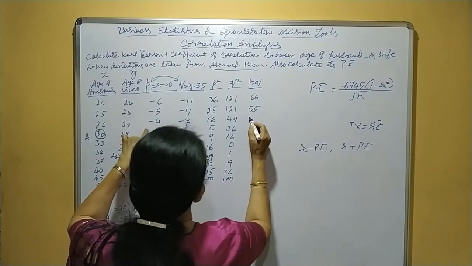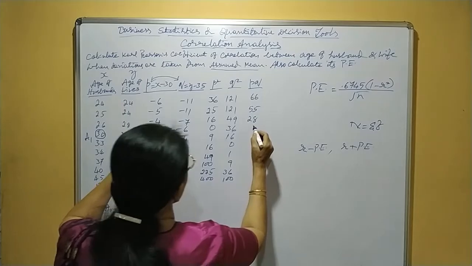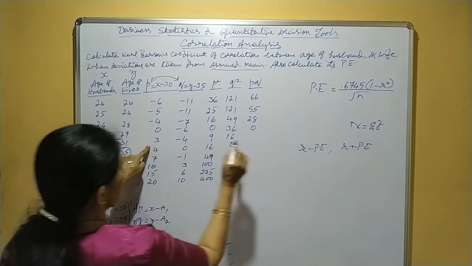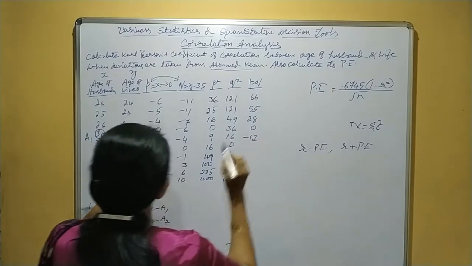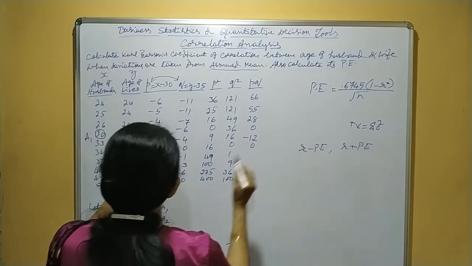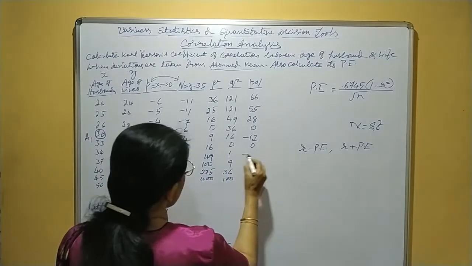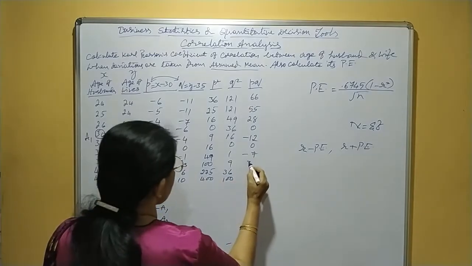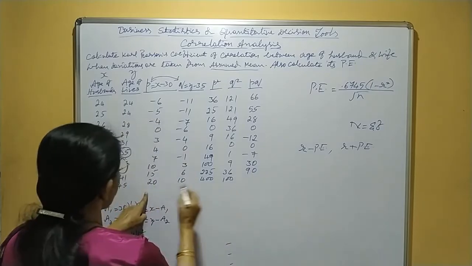Minus 7 into minus 4, 28, 0 into minus 6, 0. Here it is plus, plus into minus, minus 3 into 4, 12, 4 into 0. Here 7 means plus 7, plus into minus, minus 7 into 1, 7, 10 into 3, 15 into 6, 20 into 10.